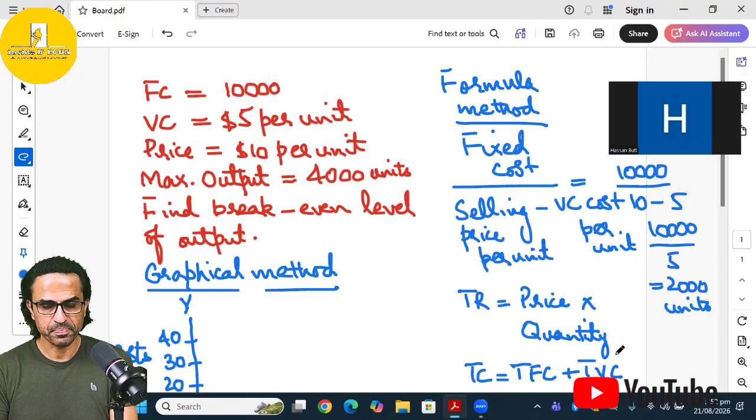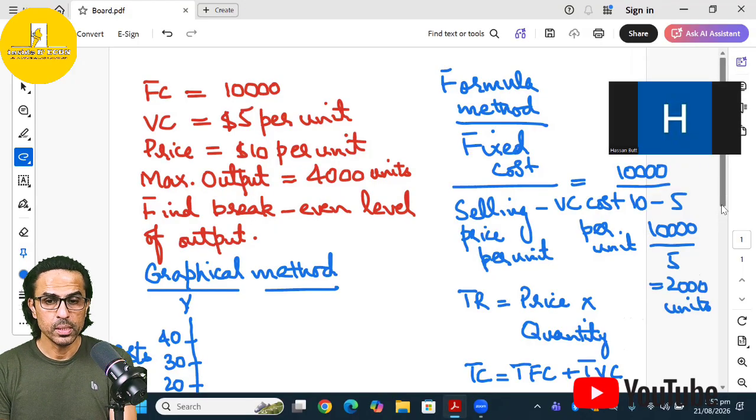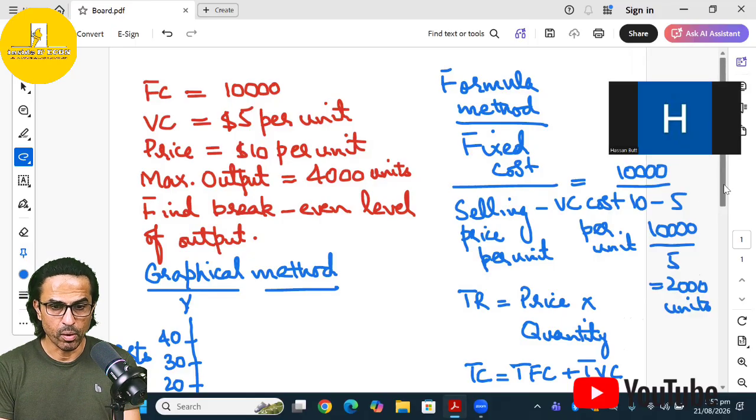Okay, now you need to understand that using graphical method, answer should be the same. That break-even level of output should be 2,000 units. So whenever you are using graphical method, or let's say they say that use graphical method to find out break-even level of output, always use formula method as well to check whether your answer is the same or not. This is the way you can see whether you have done well or not.